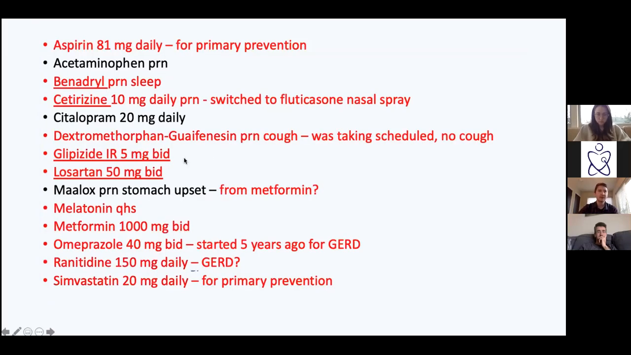So I kind of made some notes here. I think earlier on, the sort of meds that I would favor getting rid of soon would be Benadryl, the cetirizine, glipizide, the losartan. And then really all of these in red, I would potentially consider getting rid of or decreasing over time.